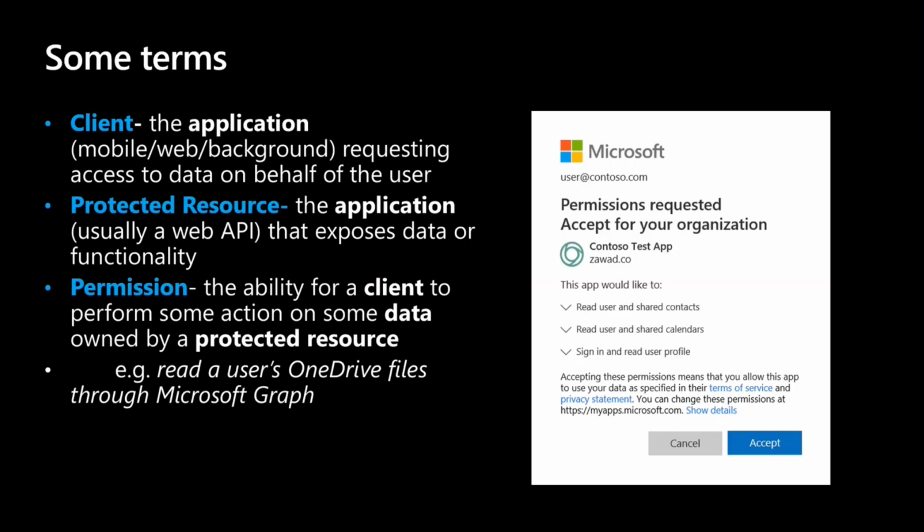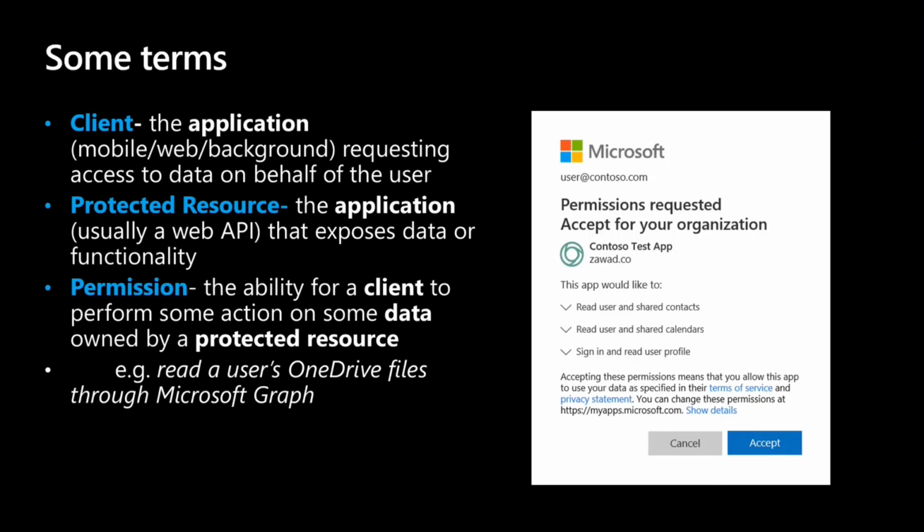This is what's actually exposing that data or functionality to that client application. This is usually going to be a web API. In the Microsoft identity side, this is going to be the Microsoft Graph. And what the application has the ability to do is going to be determined based on the permissions it's been granted. So you can see here as an example, the ability to read a user's OneDrive files through Microsoft Graph. Microsoft Graph there is that protected resource. Read is the permission, and the client wants to be able to read the files.